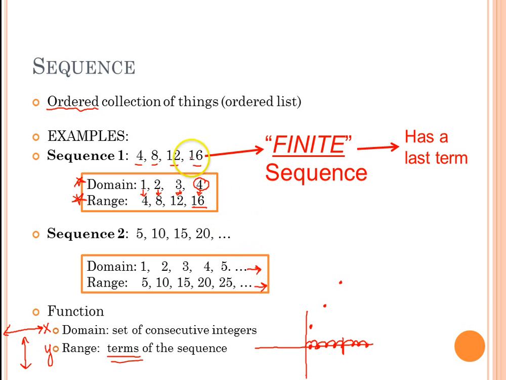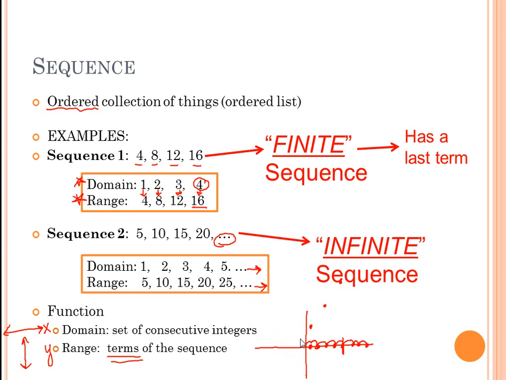Sequence 2, though. If sequence 1 is finite, what's sequence 2 with these dots? Sequence 2 would be infinite. Okay, and why infinite? Because what does infinite mean? It keeps going and going and going and going. Okay, so those dot, dot, dots are infinite sequence where they keep going. They continue on. They never stop.